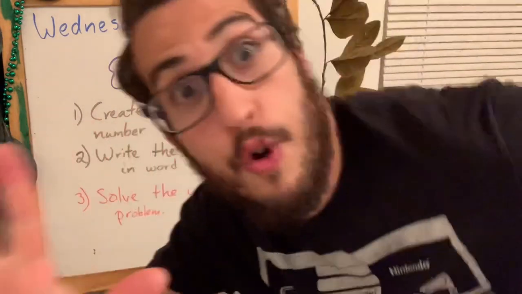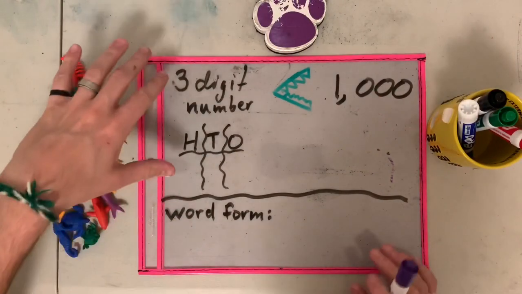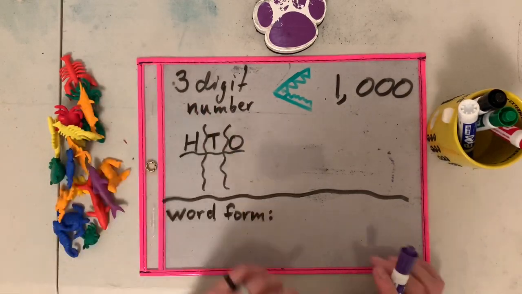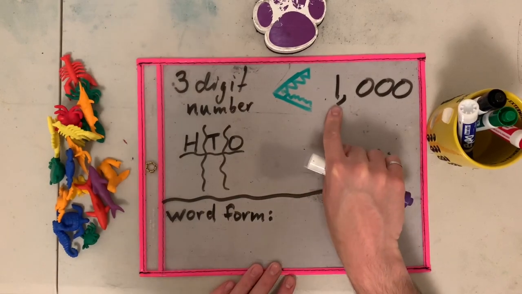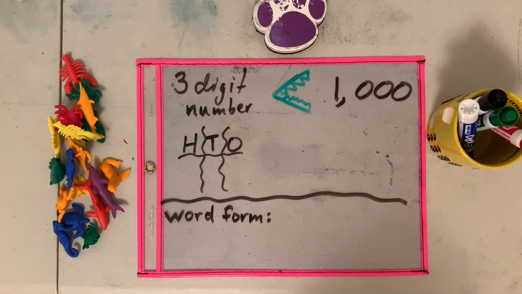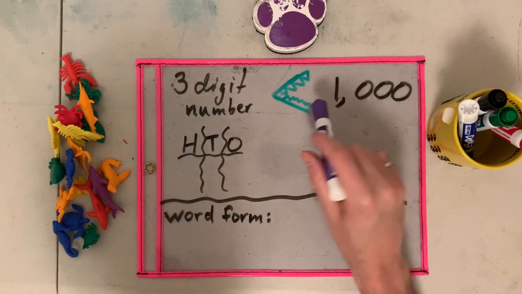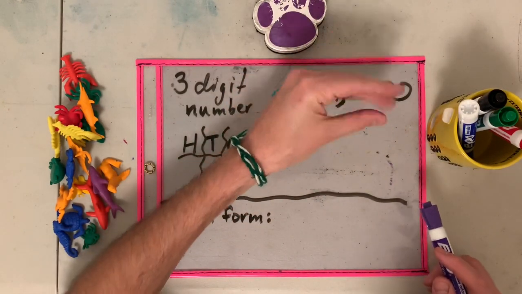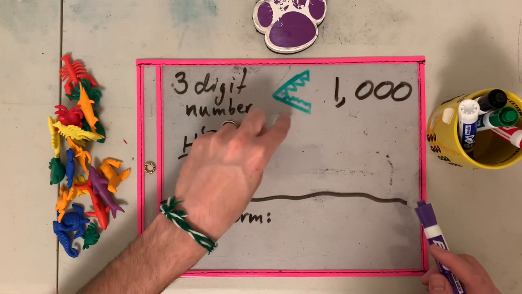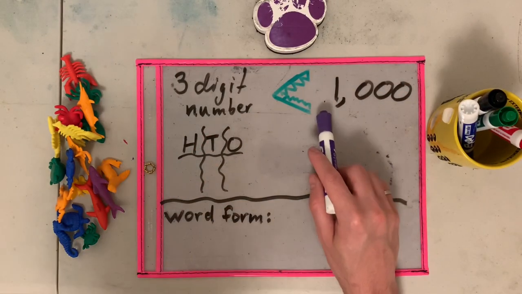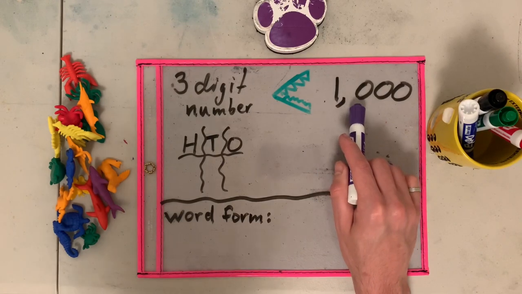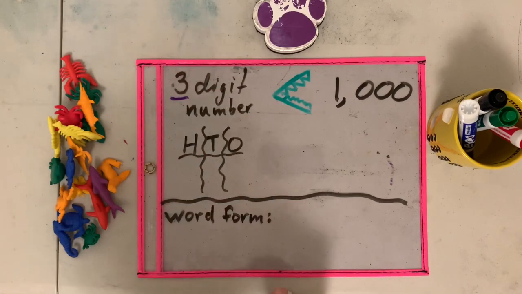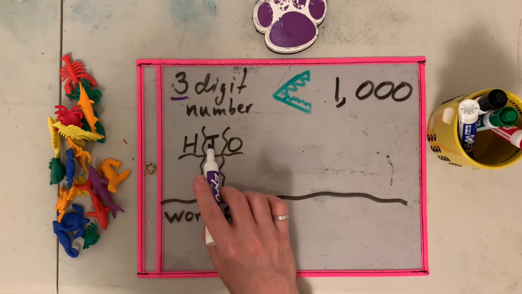We are going to create a three-digit number that is less than 1,000. So, we need to remember that this crocodile, the alligator, is going to eat the greatest number. Así que le gusta comer el número más grande. So we need to find a number that is less than this one, but it needs to have three digits. So it needs to have hundreds, tens, and ones.